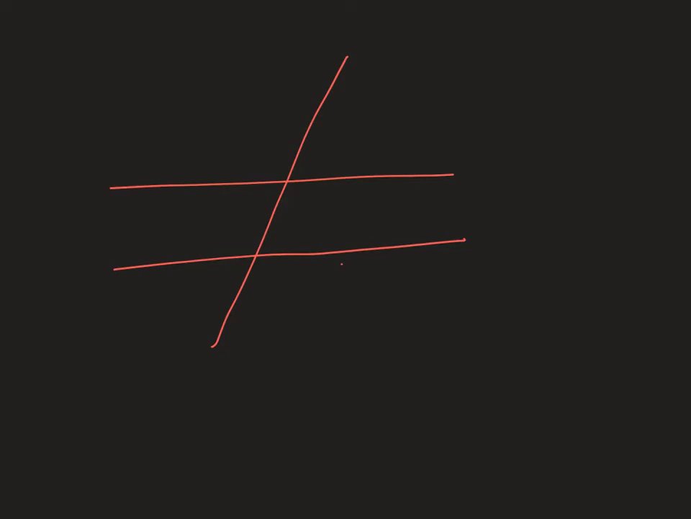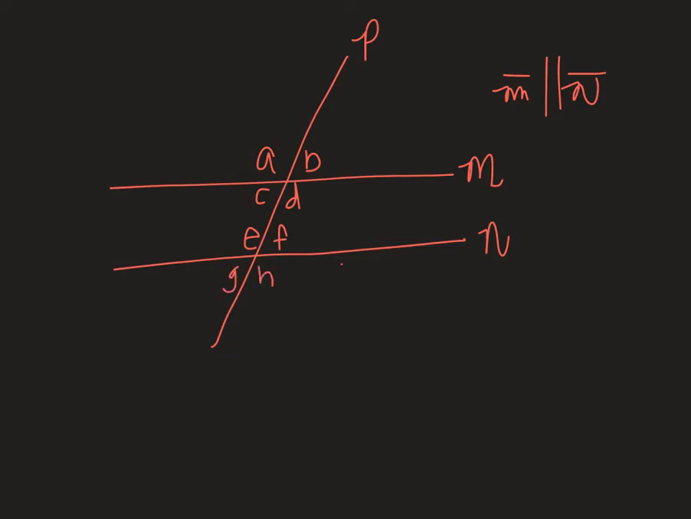then several things happen. So let's say that this is line M and this is line N. So line M and line N are parallel. And then we have line P is the transversal. So line M and N are parallel, cut by a transversal line P. So I'm going to label some of our angles here. So we have A, B, C, D, E, F, G, and H.